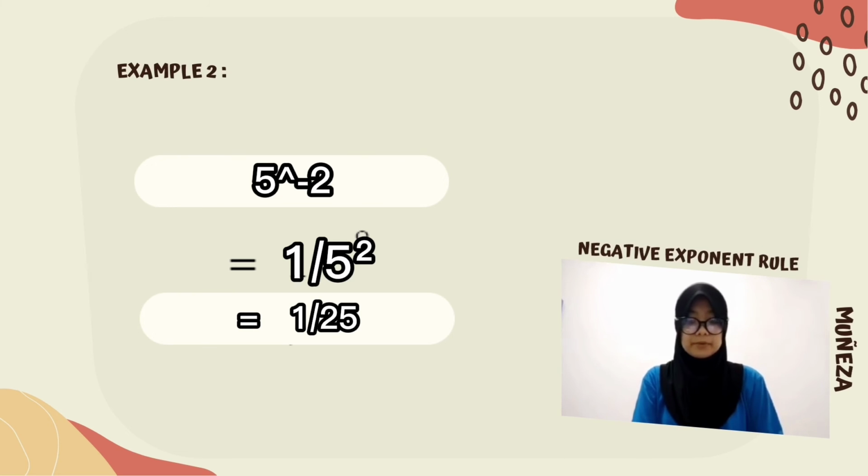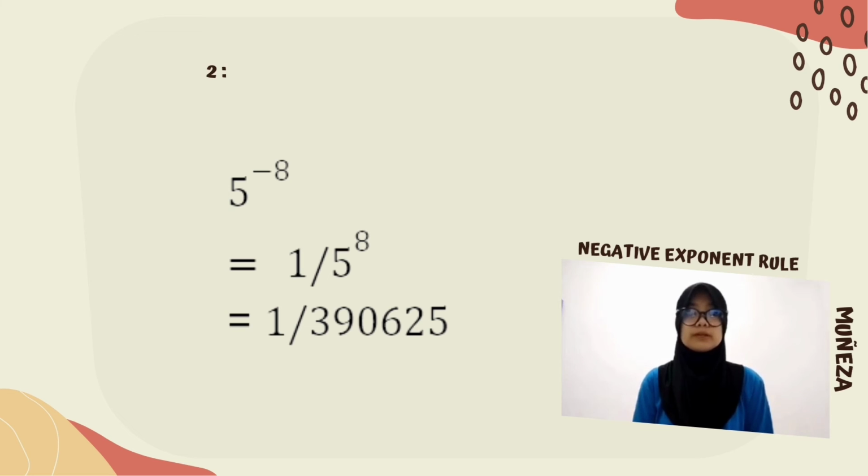Our next example is 5 raised to negative 2. Same as before, we will bring down the negative exponent, which is negative 2. So, 5 raised to negative 2 will be 1 all over 5 raised to 2.